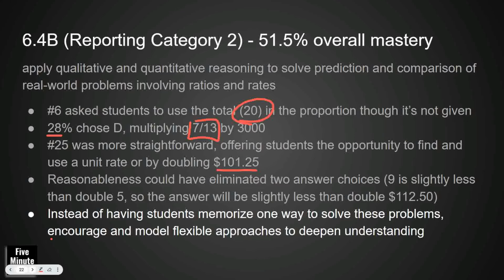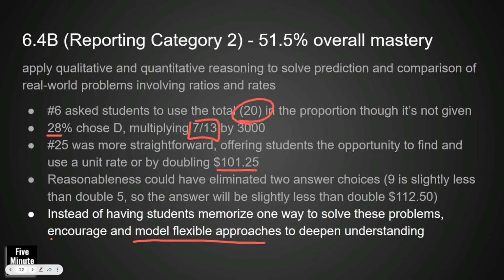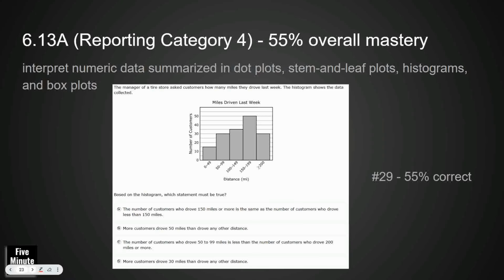So instead of having students memorize one way to solve these problems, you notice I solved each of these problems at least 2 different ways. We need to model flexible approaches because honestly, on number 25, it was a lot easier for me just to double the 101.25, but I needed to recognize that. And so we need to provide our students multiple opportunities so they understand how they can solve these with a variety of strategies and techniques.